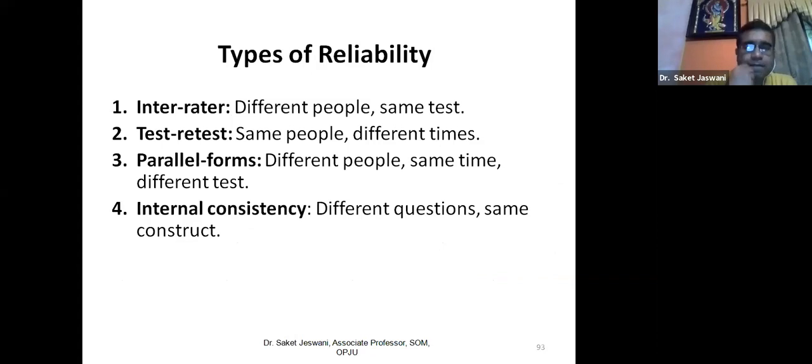But there are four types, though generally we perform two types of reliability: test-retest and internal consistency. The four types of reliability are inter-rater, where the same test is given to different people. In test-retest, the same people at different times, whether you are getting reliability of your instrument or not. In parallel forms, different people, same time, but different tests, because for the same measurement there can be different tests also. And internal consistency: different questions, same construct. This is what internal consistency is. So this is how, with the help of four types of reliability, we can measure the reliability of the instrument.